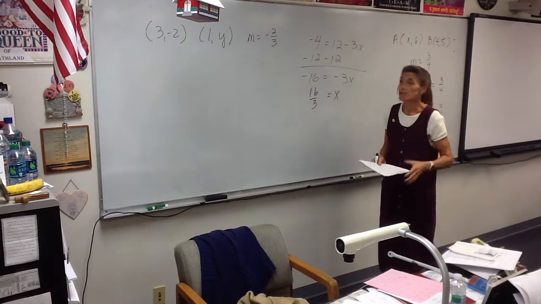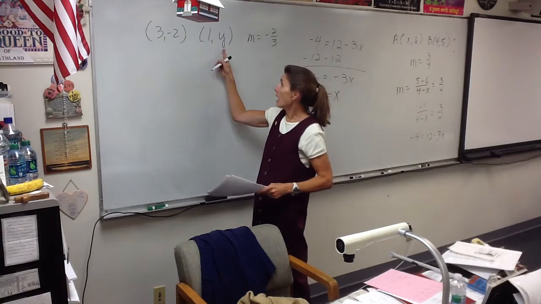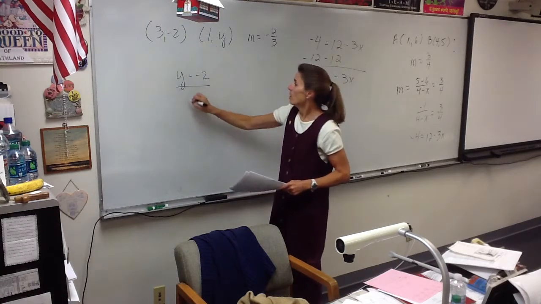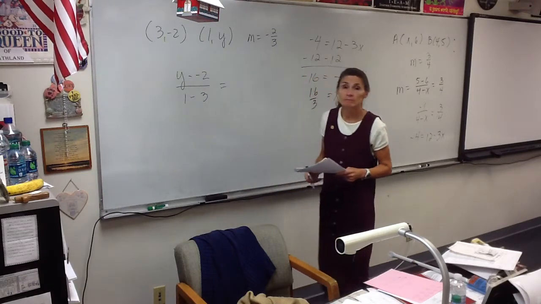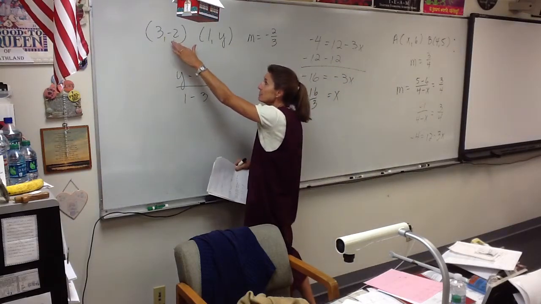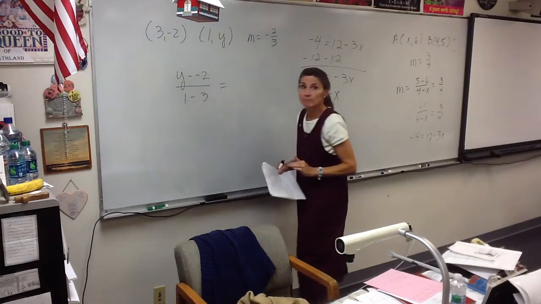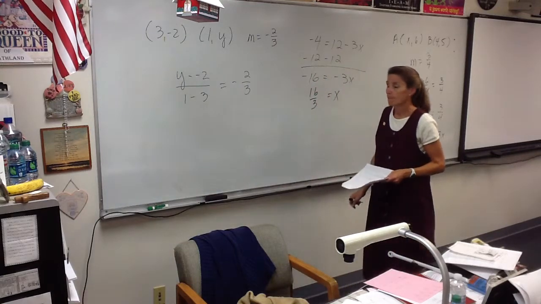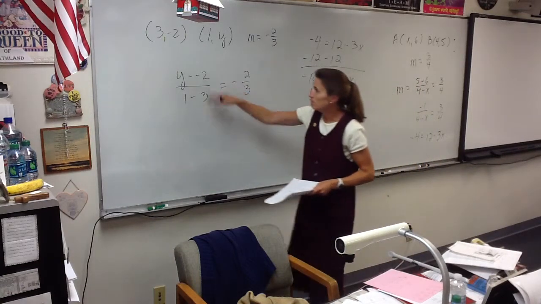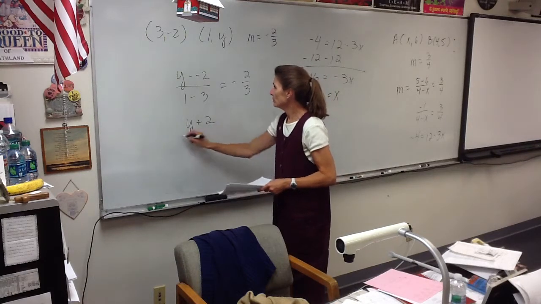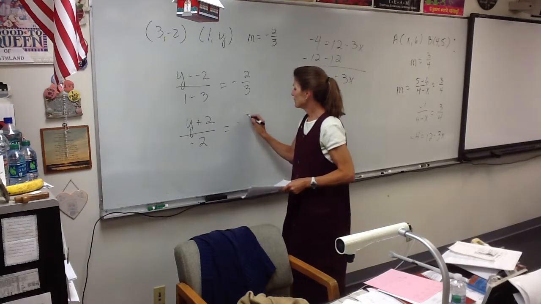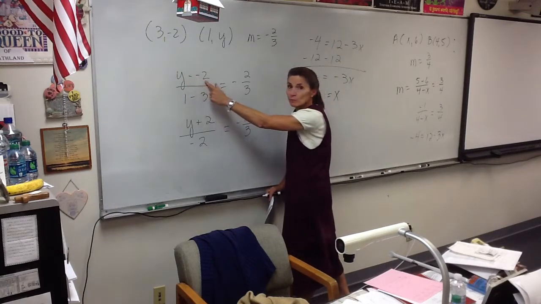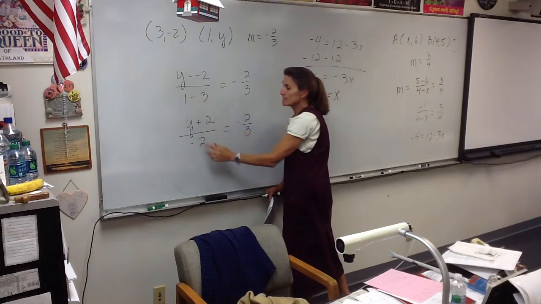Now remember, slope is y minus y over x minus x, so that'll be y minus negative 2 over 1 minus 3. And the slope equals negative 2 thirds. Let's clean this up. y plus 2 over negative 2 equals negative 2 thirds. This becomes y plus 2, and this, of course, is negative 2.